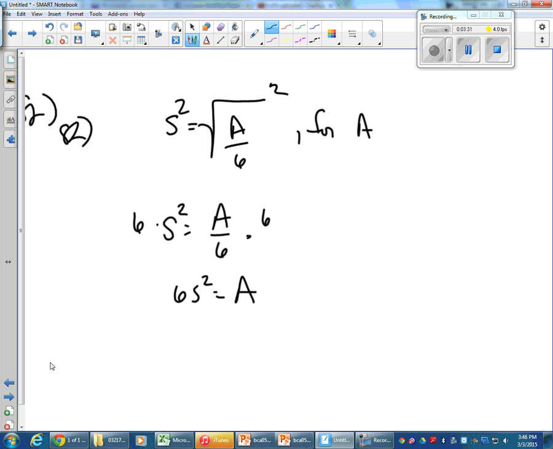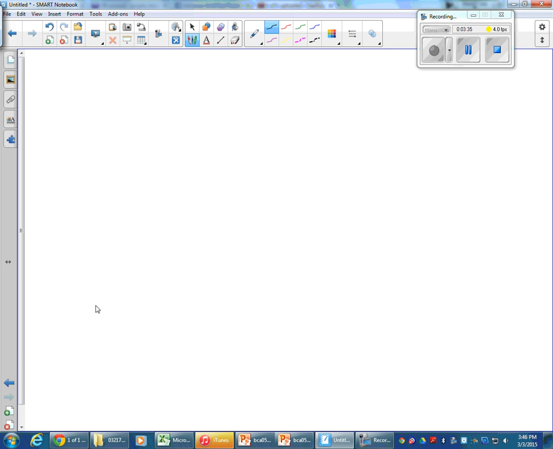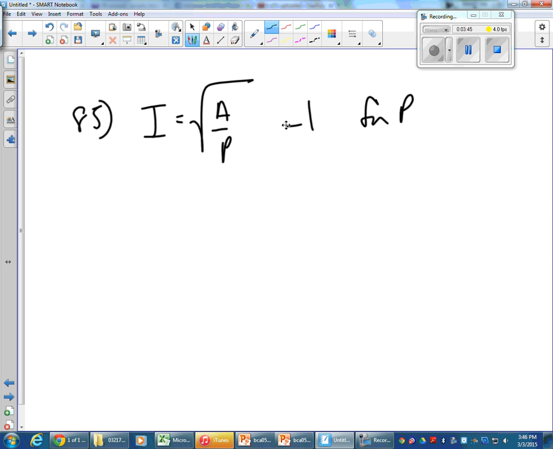We could have one like problem 85. 85 is a compound interest formula. So 85 says I equals the square root of a over p minus 1. They want me to solve this for p. So the first thing I want to do is isolate this radical. It needs to be by itself. So I'm going to add 1 to move it over here. So I have I plus 1 equals the square root of a over p.